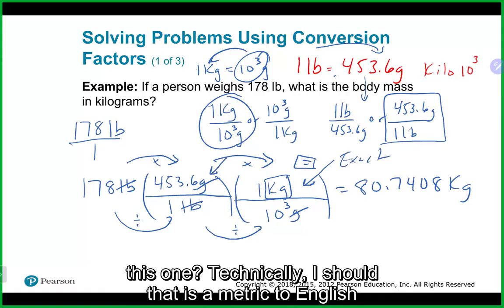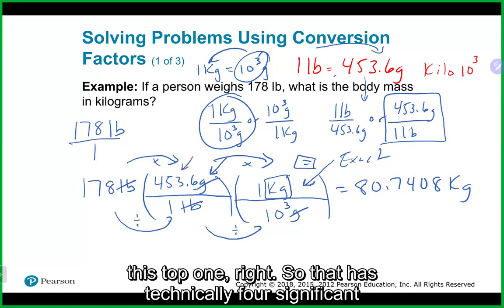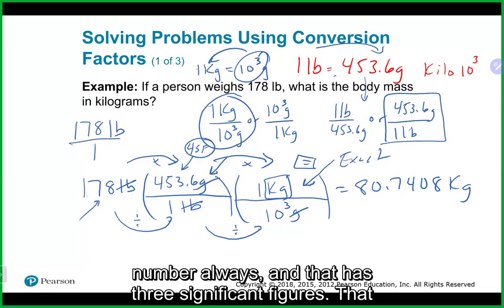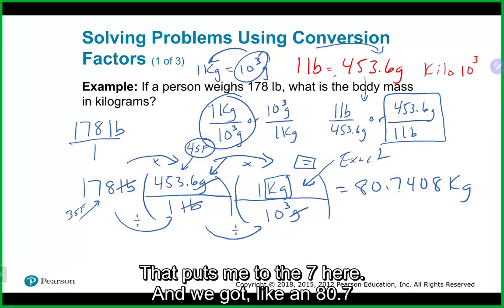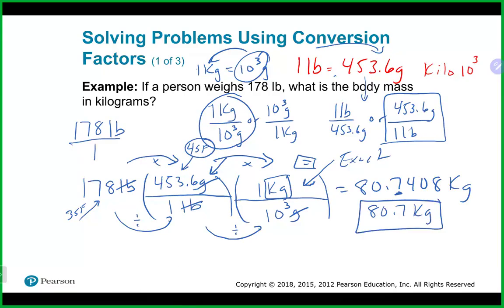Technically, I should. That is a metric to English conversion, right? The number I should look at in this case is this top one, right? So that has technically 4 significant figures, right? I should also look over here at my original number always, and that has 3 significant figures. That means my answer should end up with 3 significant figures. That puts me to the 7 here. And we got like an 80.7 kilograms, cleaned up a little bit. Any questions on that there?